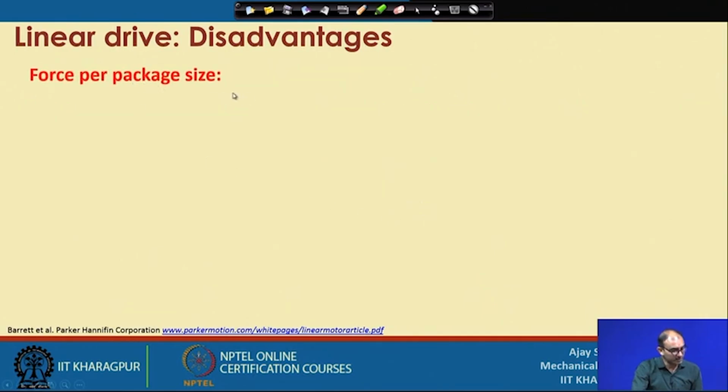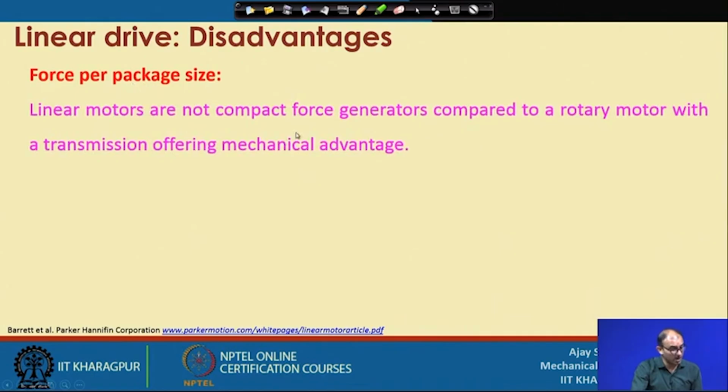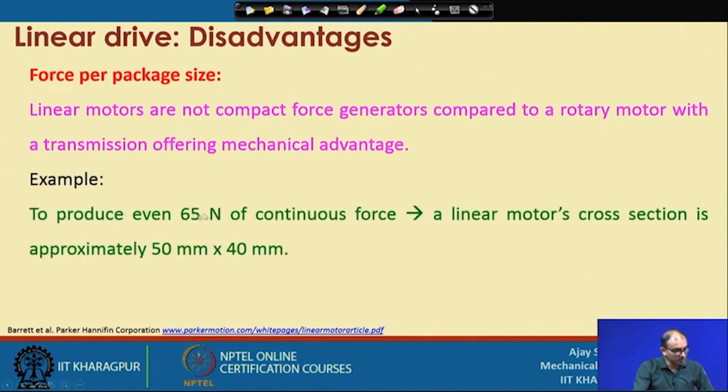Force per unit package, that means what is the size of the component and how much force you are getting. In this case, this is the downside of this particular motor. Linear motors are not compact force generators, because if you want to generate a very high force with a small volume, that is not the right choice compared to the rotary motor with the transmission offering the mechanical advantage. Suppose you want to create 65 Newtons of continuous force. How much cross section of the motor is required? You need a 50 by 40 cross section.